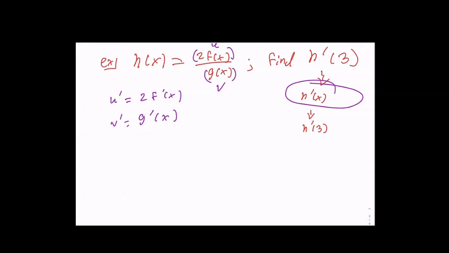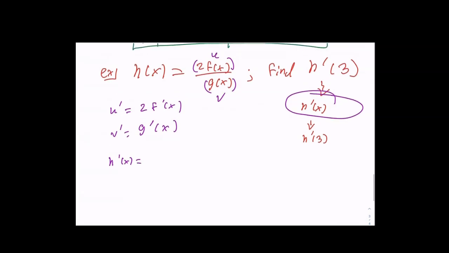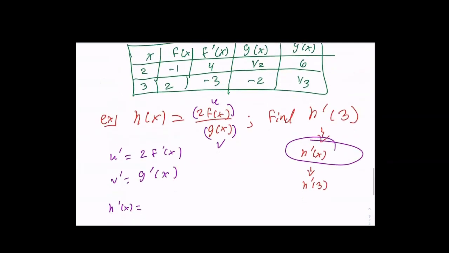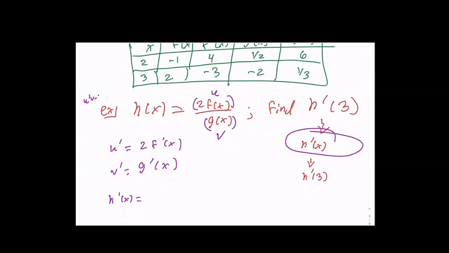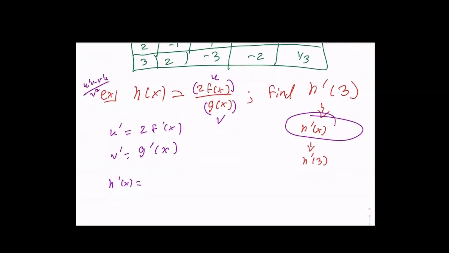All right. What's h prime of x? Remember, u prime v minus v prime u over v squared. What is h prime of x? You want the equation? It's a function. Yeah, because it's of x. So when you see it says of x, then your answer is of x.